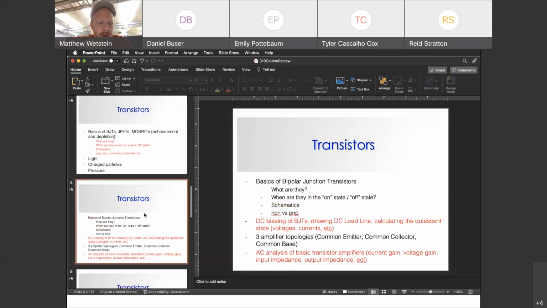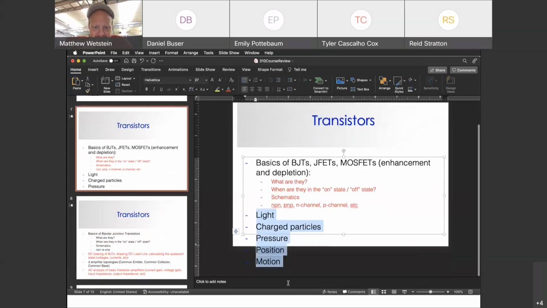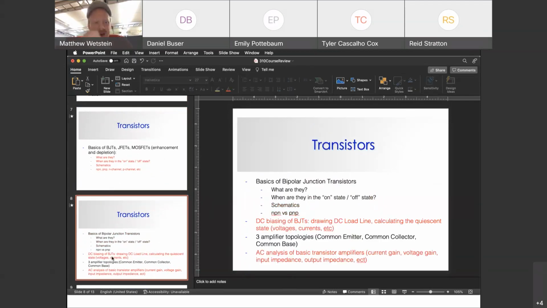Yeah. So this is also confusing. Why do I have light charged? This is nothing to do with transistors.